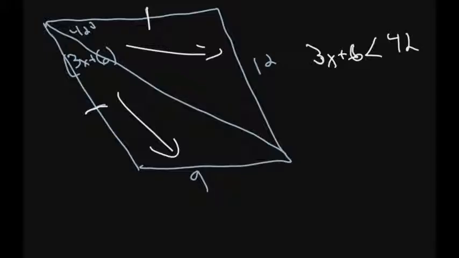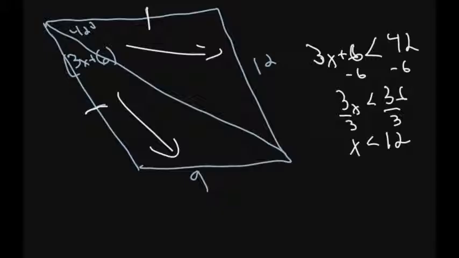So I can solve this, subtract 6 from both sides. I get 3x is less than 36, divide by 3. So x is less than 12. But we have to get a range because we know it's less than 12, but we have to know what it's greater than. Well, there's a rule that an angle can't be 0. So 3x plus 6 has to be greater than 0, because if you had an angle of 0, you wouldn't have an angle.